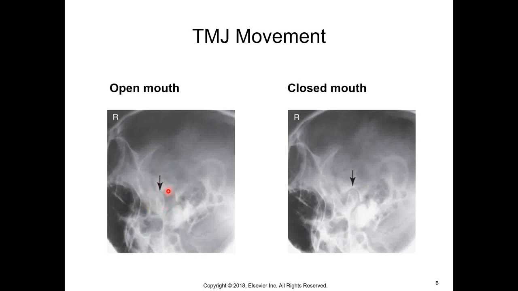So you can see all the darker or the density here. That's the open joint. If you look on this one, you can actually see the condyles seated inside the fossa here. So this is a closed mouth where the condyle's in the fossa, and this is an open mouth where the condyle is outside of the fossa.